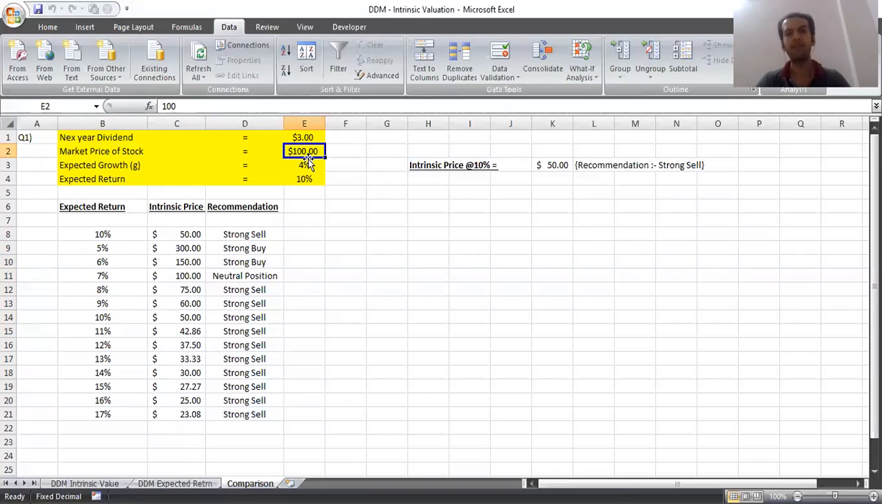So this was all about the dividend discount model, where we understood how to compare the two variables. The first one is intrinsic value and the second one is the current market price of a share. I hope you are clear with the concepts. Right. Thank you very much.